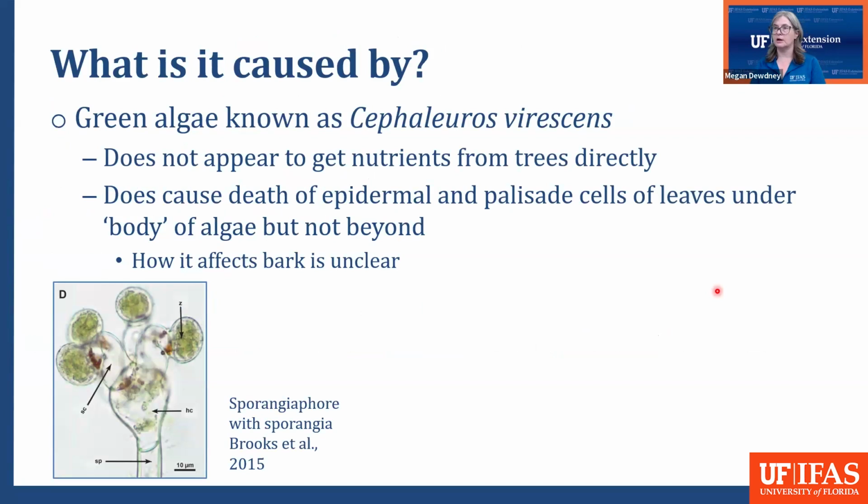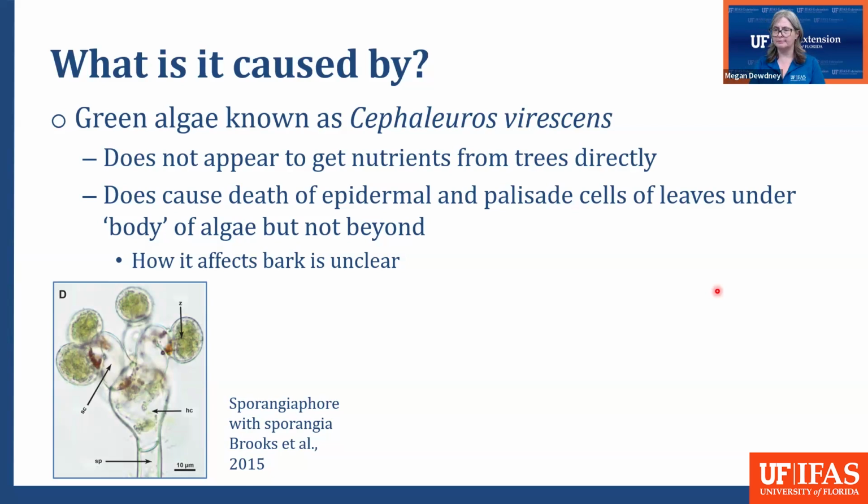So what is this actually caused by? Well, this is actually an organism that's a little bit out of my area of expertise. I mostly have worked on fungi and bacteria over the very many years, but this is a green algae. It's known as Cephaleuros virescens. In the literature, it says that it doesn't get nutrition directly from the trees, but it does cause death of the epidermal and palisade cells of leaves underneath the thallus or body of the algae, but not beyond. But that to me is a little bit contradictory. If it's causing death, it seems like it could be getting some nutrients from there. Although because it is an algae, it can photosynthesize.